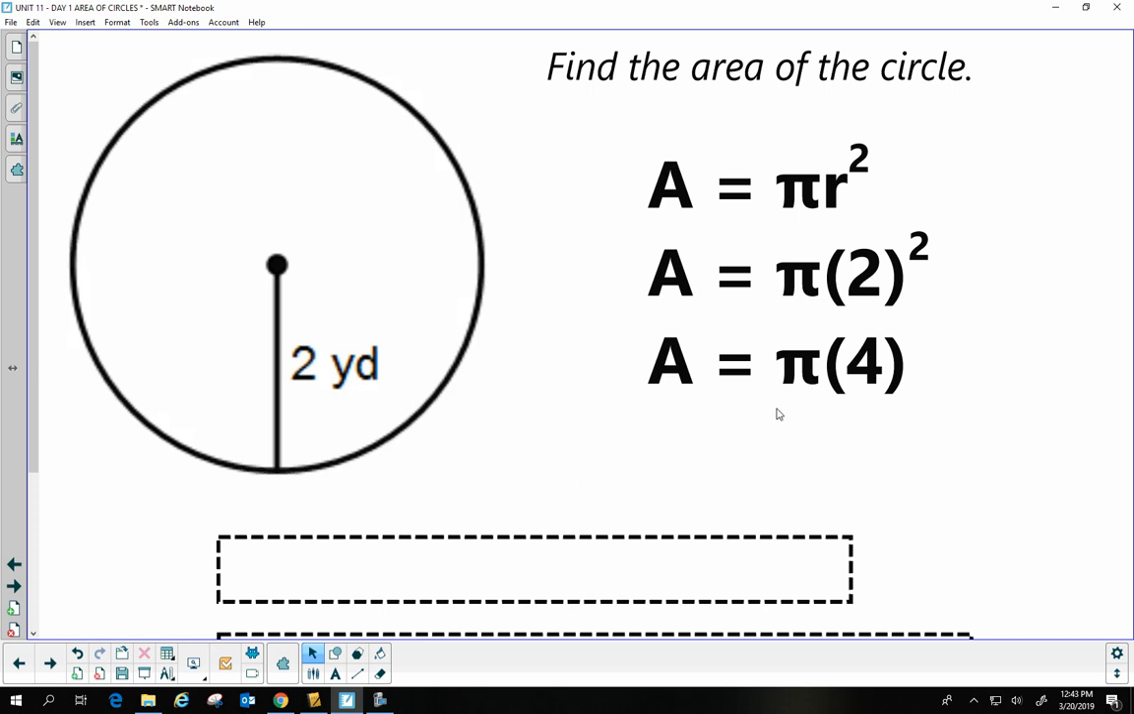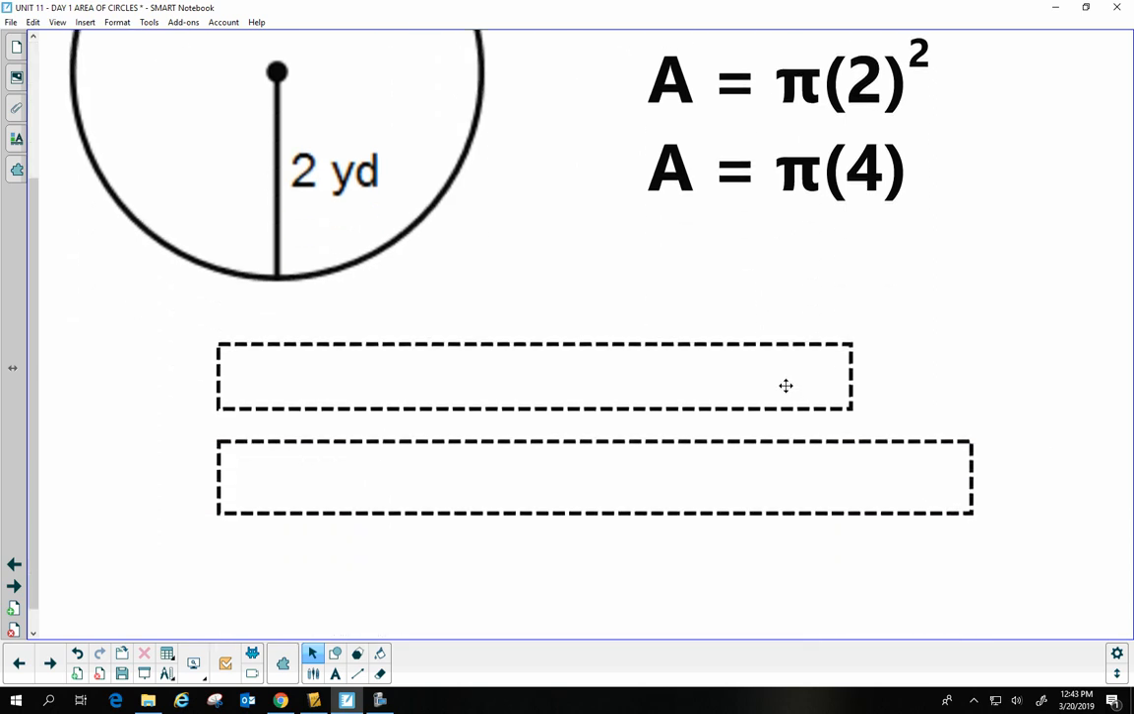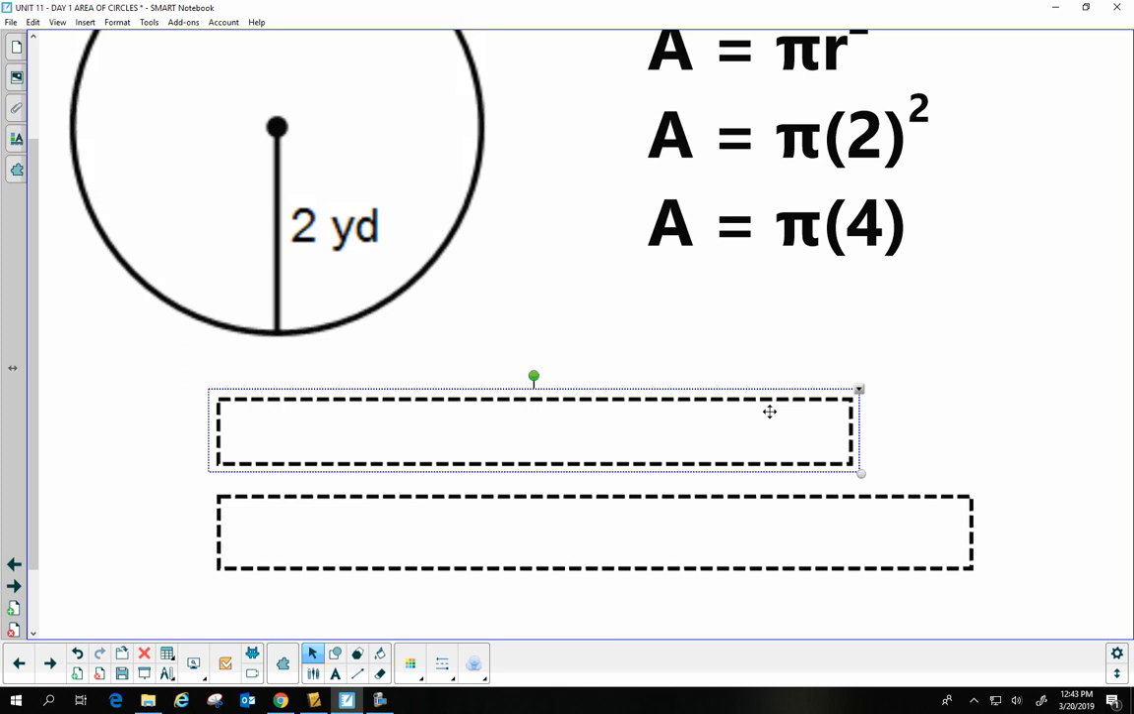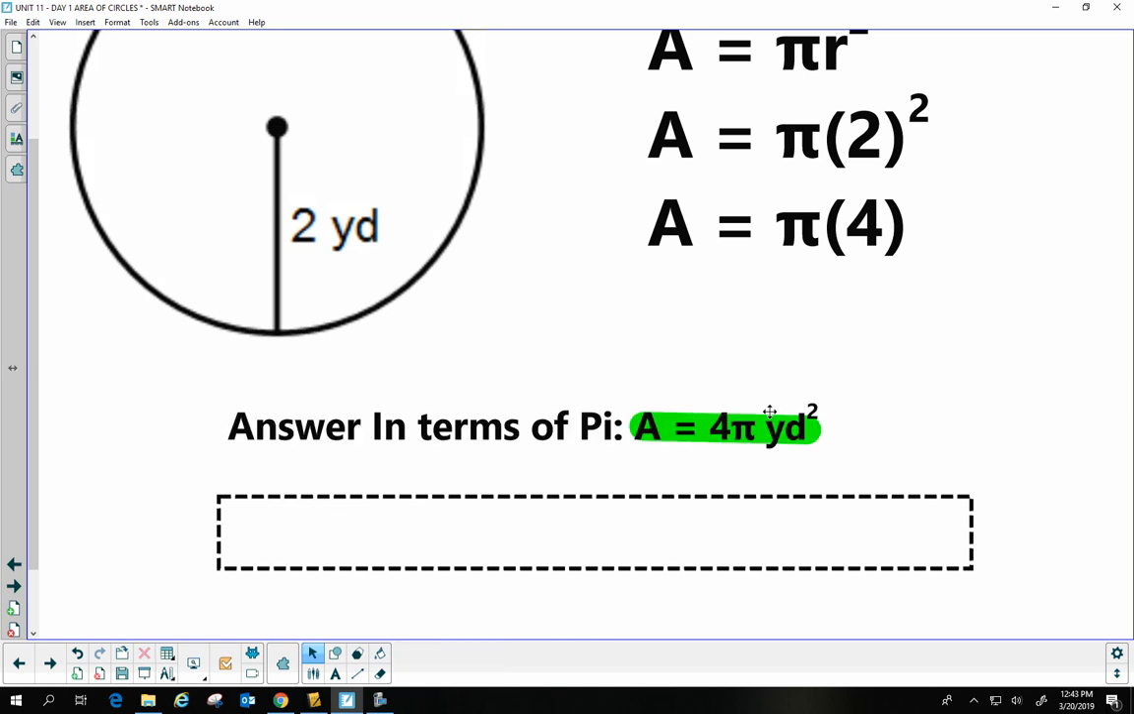And so there's a couple ways that we can report our answer when we're trying to find the area. One way we often report it is in terms of pi. And so that means instead of doing 4 times pi in the calculator, I just leave my answer as 4 pi and then yards.